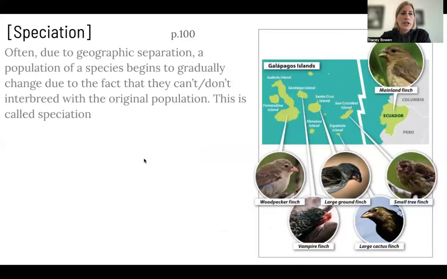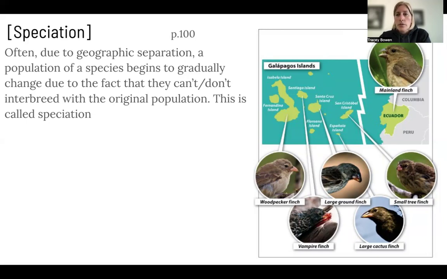So speciation is often due to geographic separation, and a population of a species begins to gradually change due to the fact that they can't or don't interbreed with the original population. This process is called speciation. And so this is what Darwin saw with his finches on the Galapagos Islands, which is what prompted him to write The Origin of Species, which is the book outlining the process of evolution through natural selection.